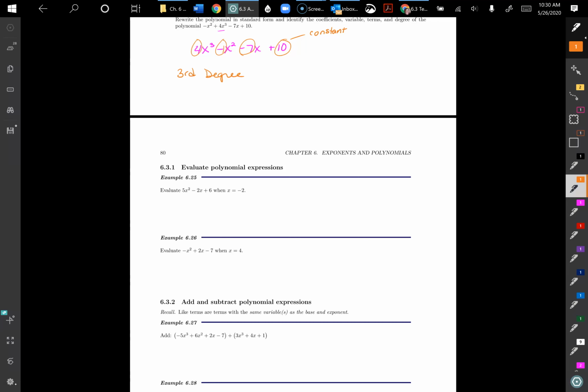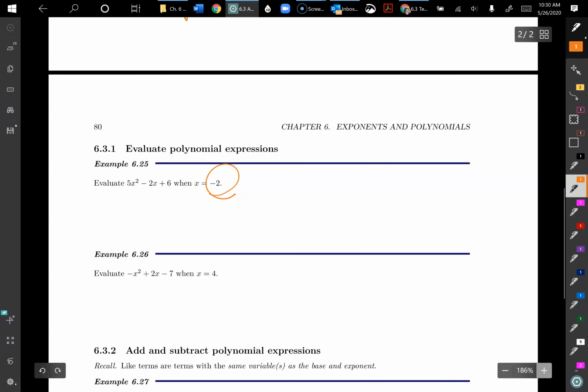For page 80, we have 6.3.1, evaluate polynomial expressions. So we're going to be plugging in this value. You've done some similar things to this before with the smaller versions probably. So try it if you want to just take this -2 and put it in for x, but be careful that you use parentheses when you do that so that you end up with the right signs.